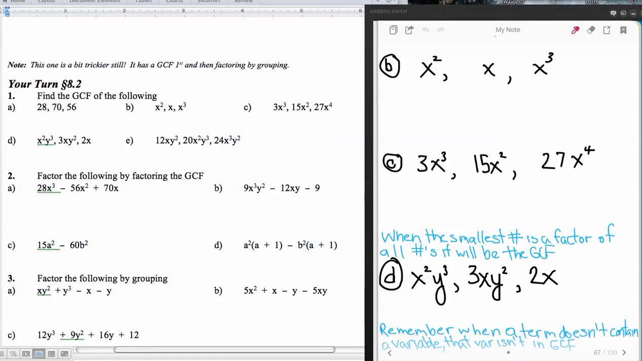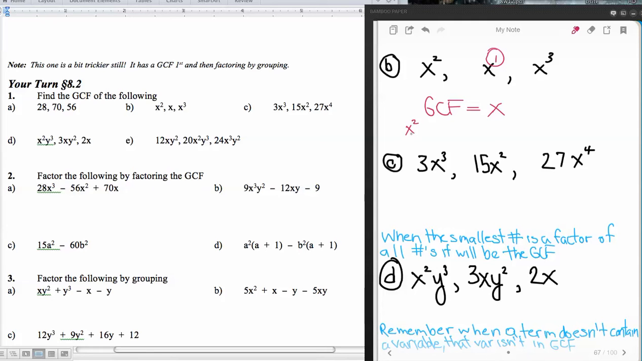All right, moving on to our second one here. When we just have variables, we're looking for the lowest exponent. So we have exponents of 2, 1, and 3. Lowest one is 1, so that's our GCF. And again, you can check yourself by seeing if they're all evenly divisible by that, and then after we divide it out, if there's anything left in common.